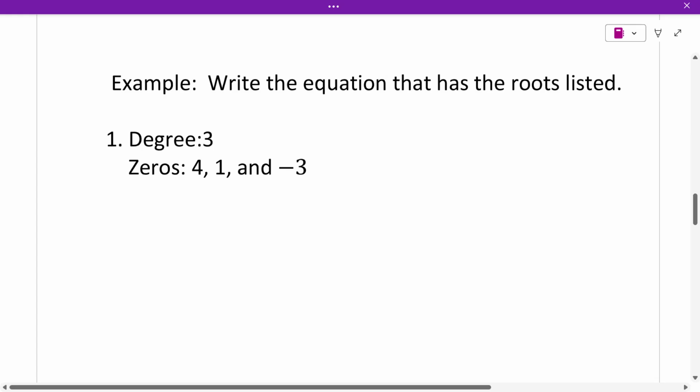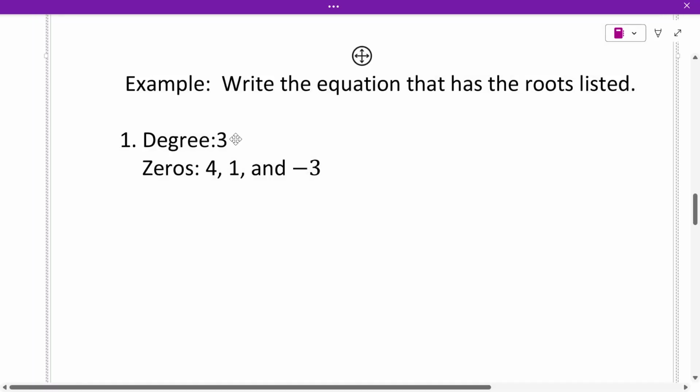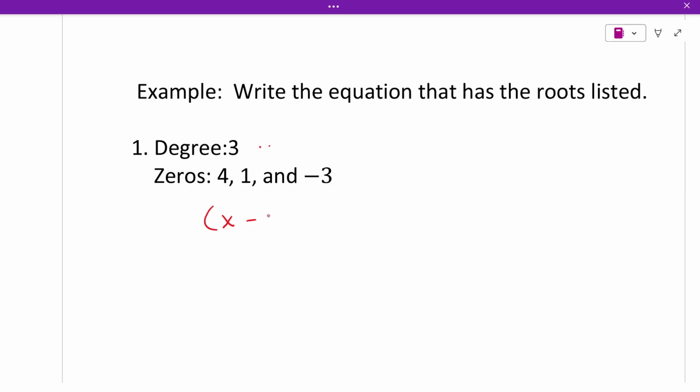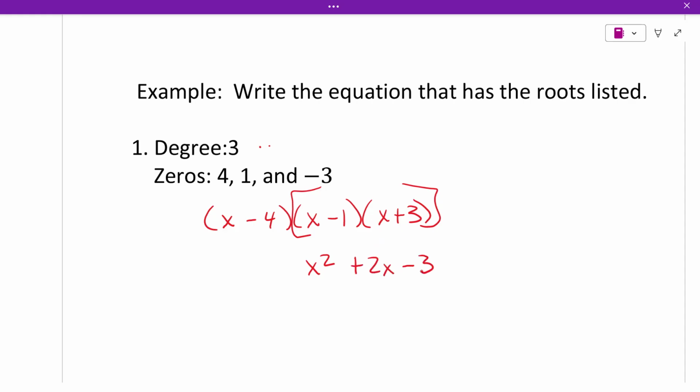So write the equation that has the roots listed. It's going to be a third degree equation because there's 3 roots listed. And the zeros are 4, 1, and negative 3. So x minus 4 times x minus 1 times x plus 3. So what we do is we FOIL these two to be x squared. Outers is minus 3x, inners is minus 1x. What's plus 3x minus 1x? Plus 2x minus 3. That's what those two multiply to be.